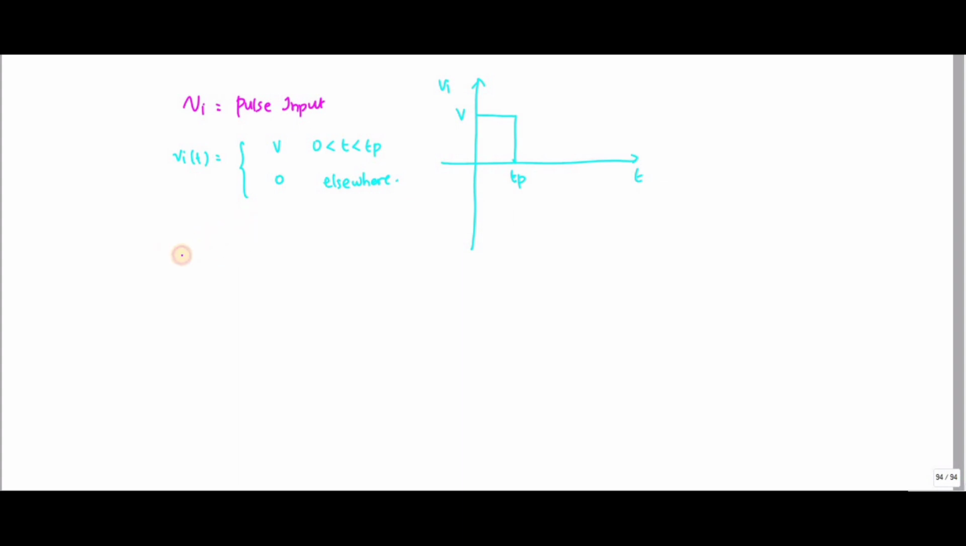So we know that V naught of t is equal to V naught of infinity minus the difference between V naught of infinity and the initial value V naught of 0, into e power minus t divided by RC.